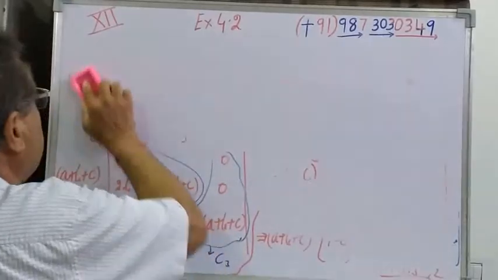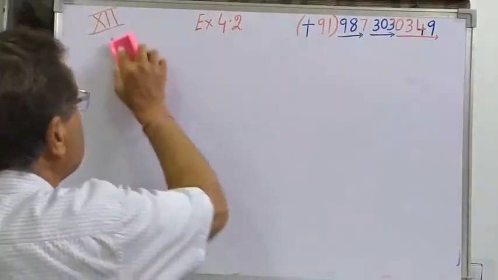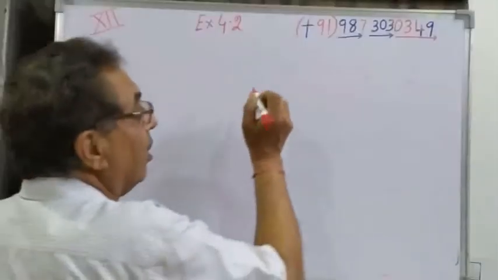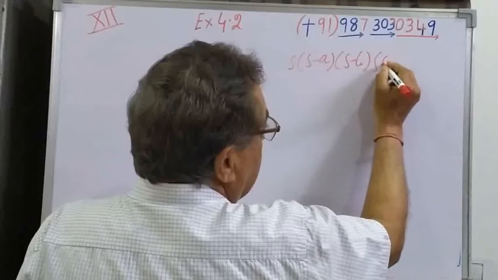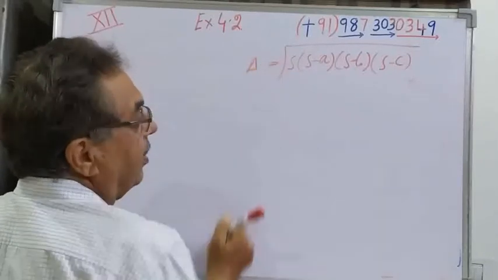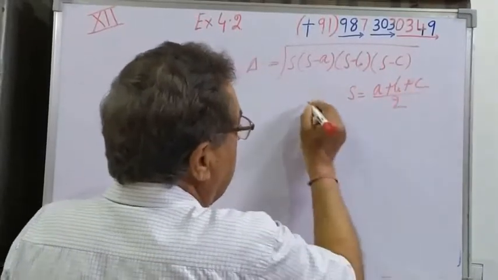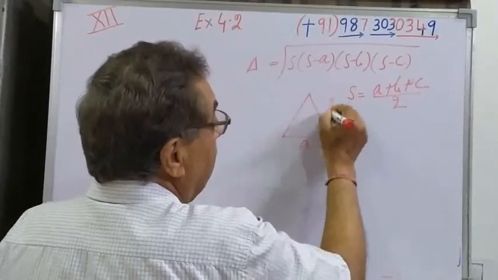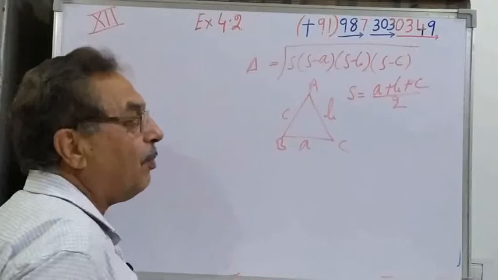The next important topic is how to find the area of a triangle with the help of a determinant. In earlier classes you must have learned there are two formulas for finding the area of a triangle. That is Heron's formula, the square root of S into (S minus A), (S minus B) and (S minus C), where S is the semi-perimeter of the triangle. If A, B, C are the sides of the triangle, then we can apply this formula to find the area.